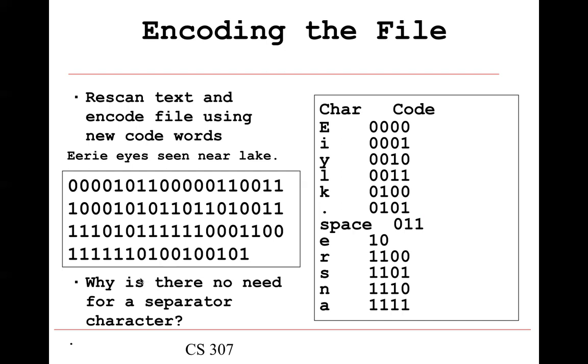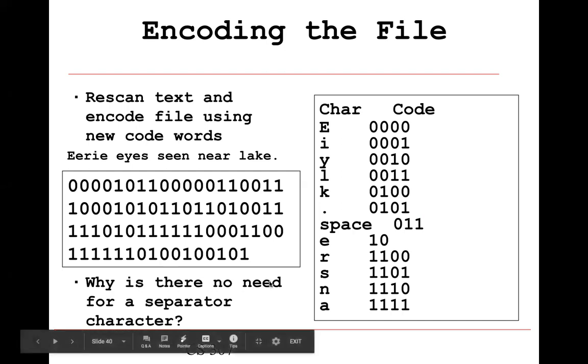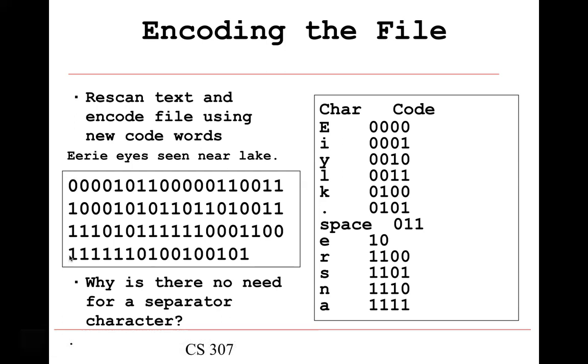So there's a very important question. Why is there no need for a separator character? For example, this is the encoded data. How do we know, for example, whether the first 0 is an encoding of a character, or a prefix of some other characters? So Huffman encoding is a prefix-free encoding. This is very important. The coding is very unique.